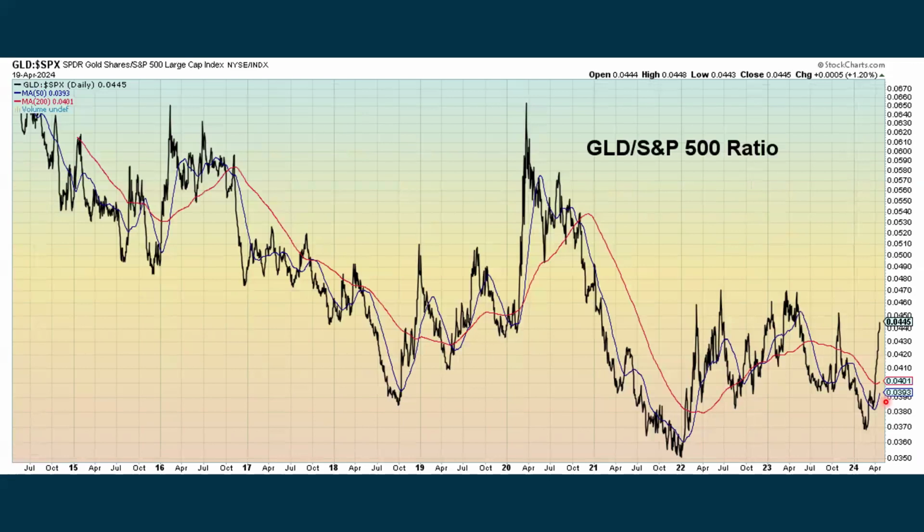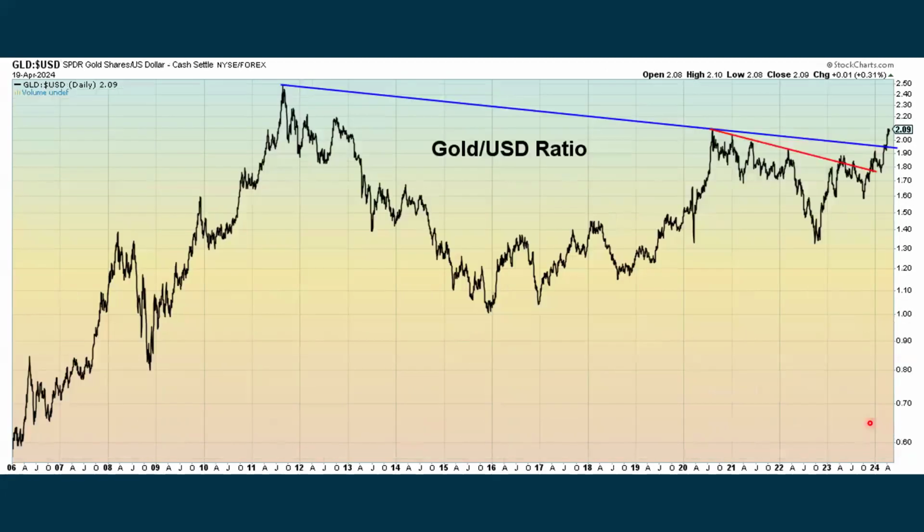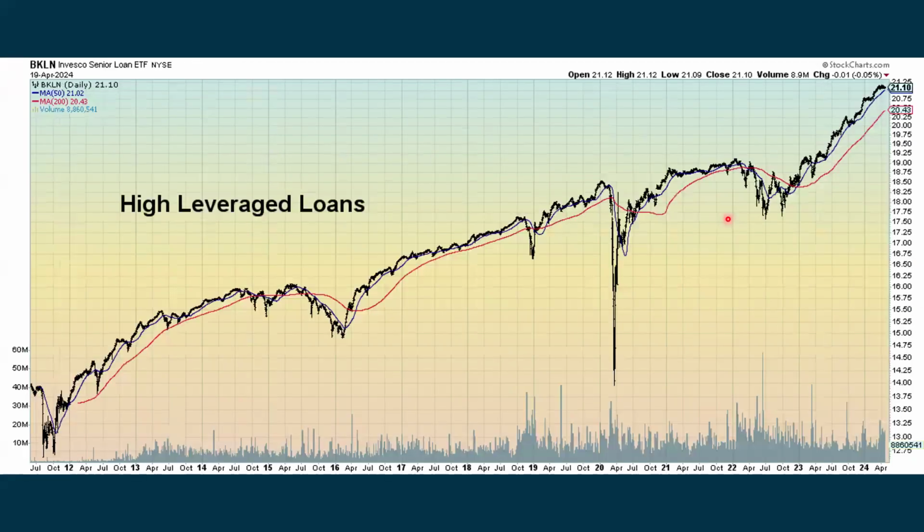We look at gold to the S&P, and believe it or not, since everyone's talking about gold and everybody's all excited about it, it's still underperforming the S&P. Now, this could continue to go up, and if stocks continue to go down, we'll see this ratio continue to go up as well. But for right now, we have not seen a cross in this ratio. We compare gold to the dollar, where it's breaking out on the daily chart above this downward sloping trend line.